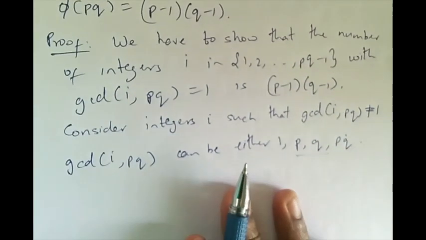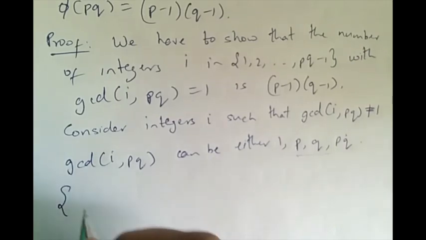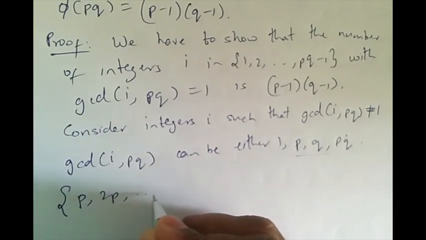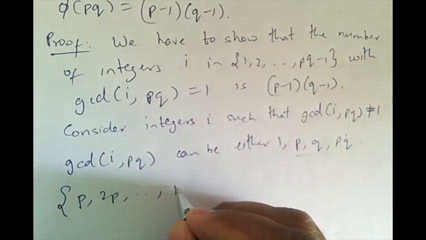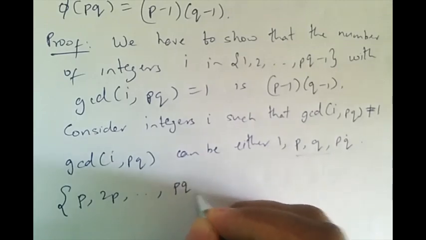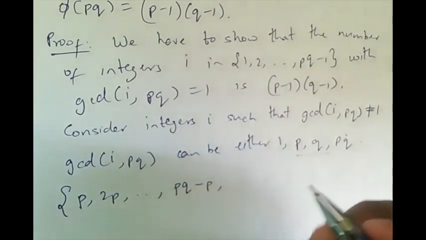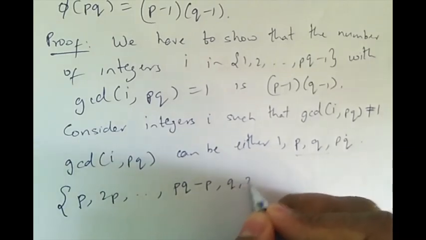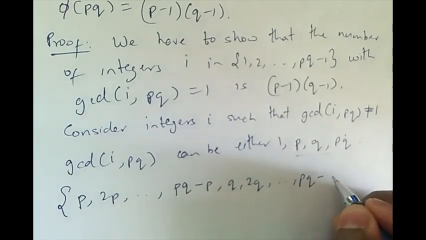Okay, let's look at those multiples. So consider the set of multiples of p: p, 2p. What is the largest multiple of p which will fit in this range? That is going to be pq minus p. And the multiples of q are going to be q, 2q, up to pq minus q.